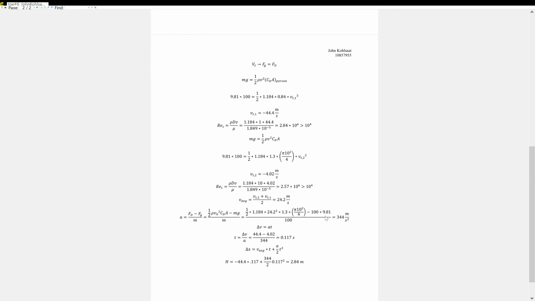And so then from there, we calculate our V average, get our acceleration, calculate the time it takes to decelerate, and then from that, calculate the change in x, or the height at which we will need to pull the parachute.